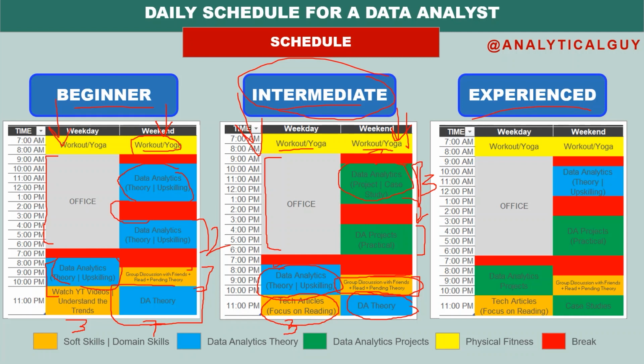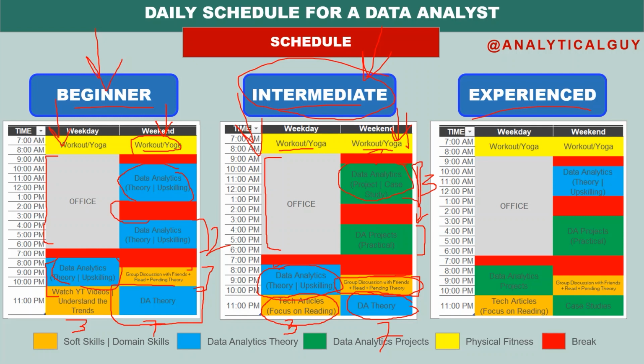On the weekend, 3 plus 2, 5 plus 1 plus 1 is 7. Again, 3 plus 7, same as beginner, right? So it is not about the number of hours that you increase or decrease from beginner to intermediate level. It is about what you are working on. As a beginner, you are majorly focusing on theory. At the intermediate level, you are focusing majorly on the projects.